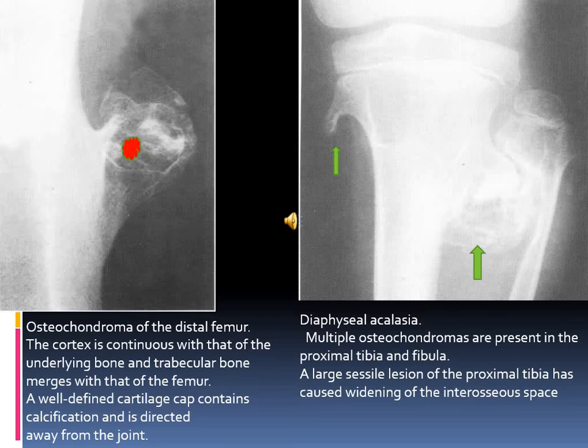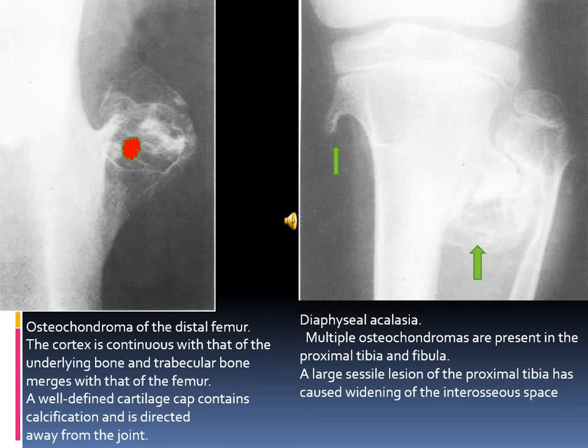If we have two or more exostosis or osteochondroma, it is called diaphyseal achalasia. That is, when we see multiple, we call it diaphyseal achalasia. Of course, if we say exostosis or multiple osteochondromas, it is the same.